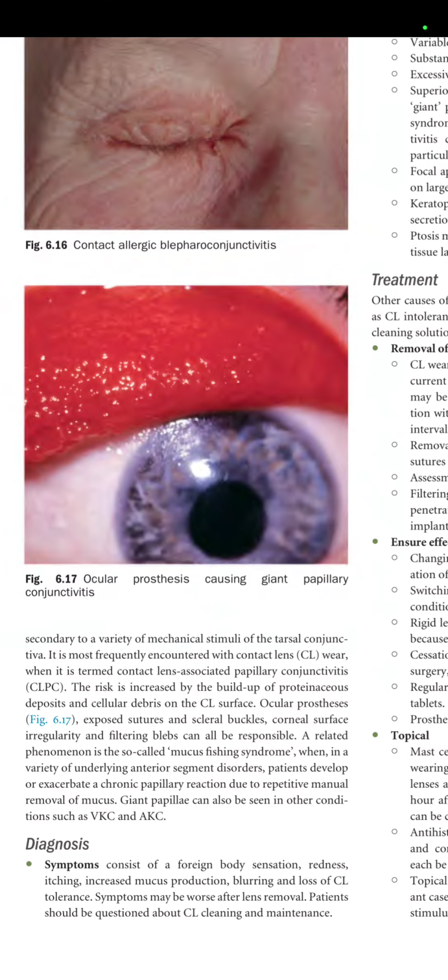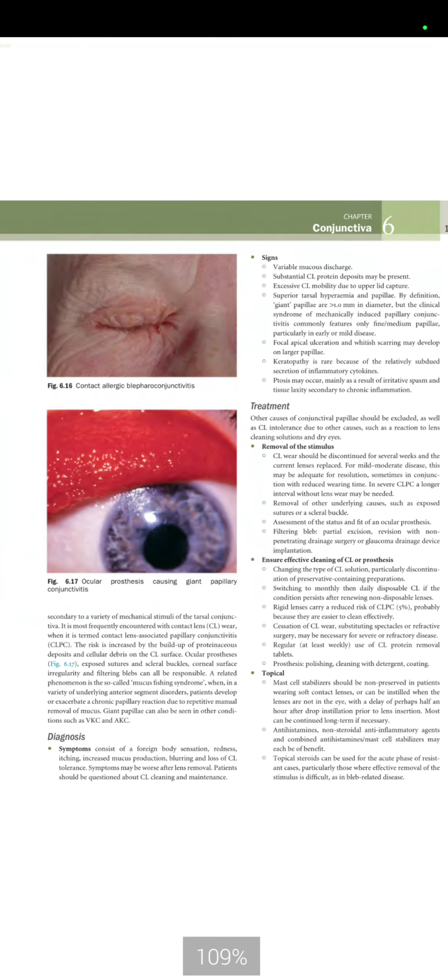So there will be papillae formation due to the mechanical presence of something like a foreign body. Like you can see, the bleb is present, suture is present, contact lens is present. It causes a reaction in the conjunctiva, which is papillary in nature.